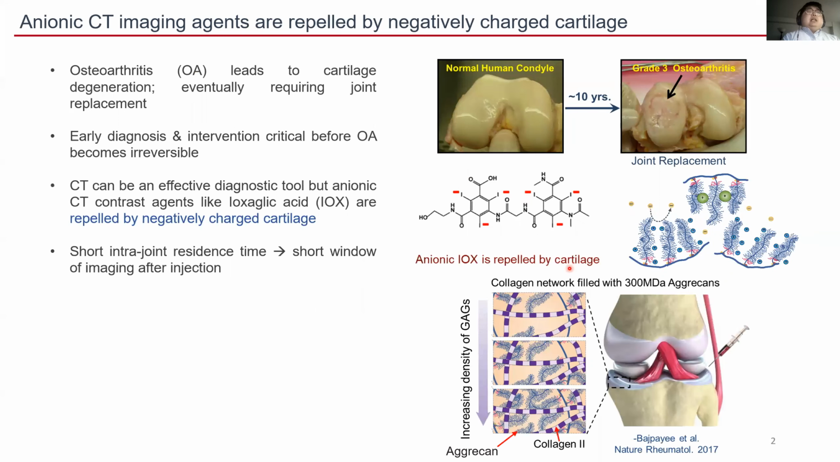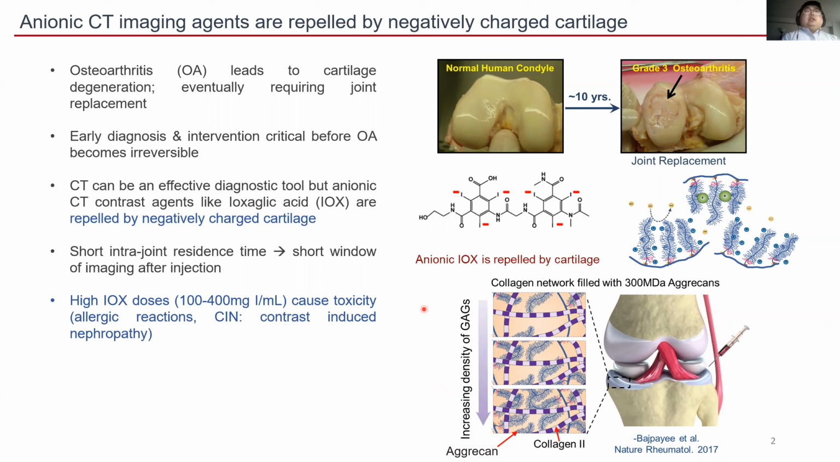Cartilage comprises a high density of negatively charged aggregates, glycosaminoglycans or GAGs, and a collagen type 2 meshwork. The density of aggregates increases with depth into cartilage from the superficial zone to the deep zone, conferring a high negative fixed charge density and reducing the pore size to be in the nanometer range. Also, it hinders the penetration of most macromolecules.